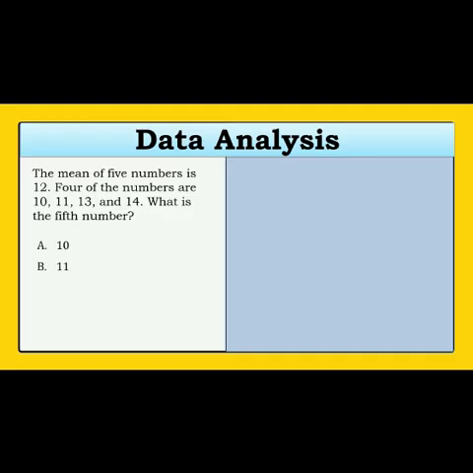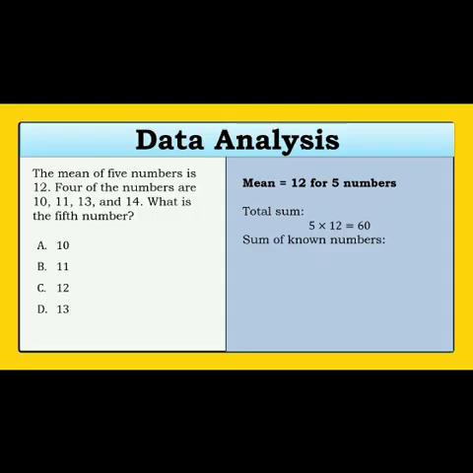A. 10, B. 11, C. 12, or D. 13. What do you think the answer? Alright, let's find out. So, the given is mean is equal to 12 for 5 numbers. So, let's find the total. So, that is 5 times 12 is equal to 60. Sum of known numbers. So, we have 10 plus 11 plus 13 plus 14 and the total is equal to 48. To find the 5th number, we're going to subtract 60 minus 48, which is equal to 12. Therefore, the 5th number is equal to 12 and that is letter C.